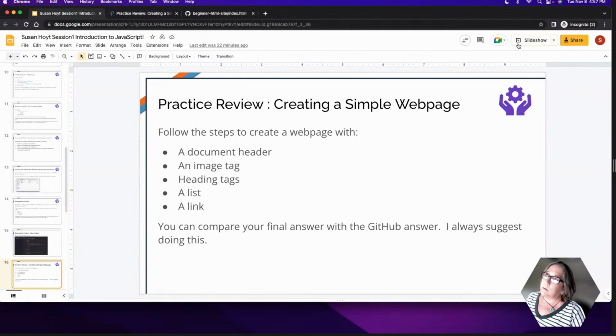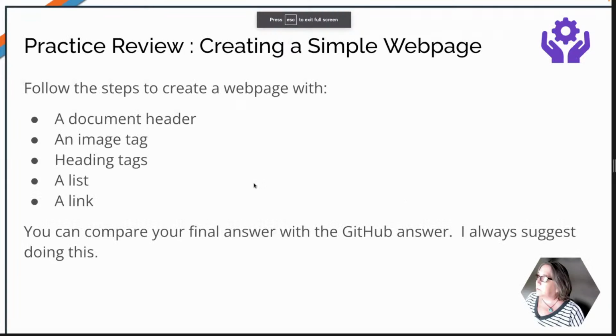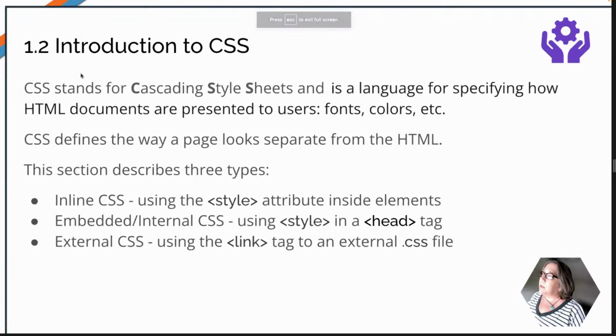All right. So then after we finish our HTML, then we want to go into CSS. Now remember, this is kind of a review, so it's not really specific, but it should refresh you if you kind of know this stuff already. And CSS is our cascading style sheets. It's our language to specify how the HTML documents are presented to users. The fonts, the colors, everything that makes it look nice and makes us want to look at that website and enjoy it.